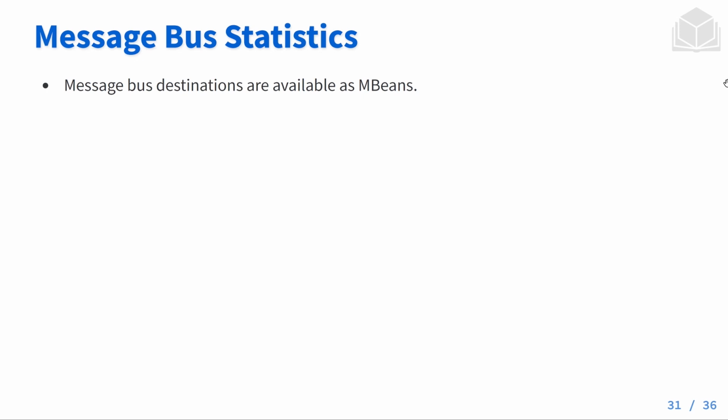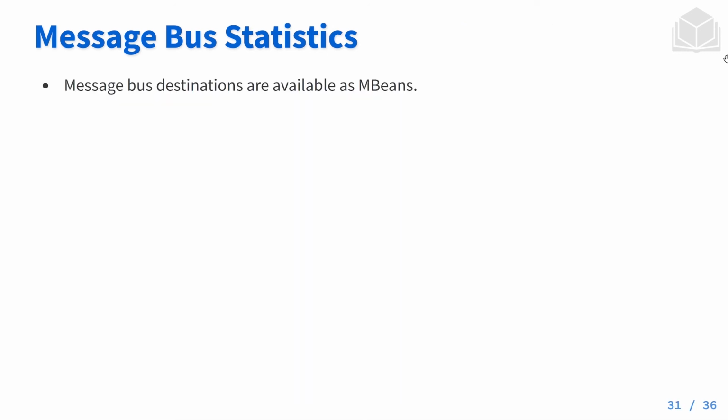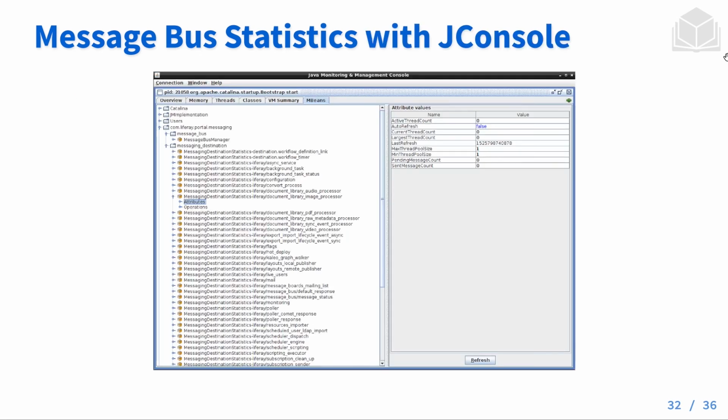Message bus statistics. So message bus destinations are actually available as MBeans. And here what we're seeing is JConsole, and we can see that inside of JConsole, under messaging destination, we have these attributes, and under the attributes, we have the different message bus destinations. So inside of JConsole, we can see here that we have just a list of messaging destinations.